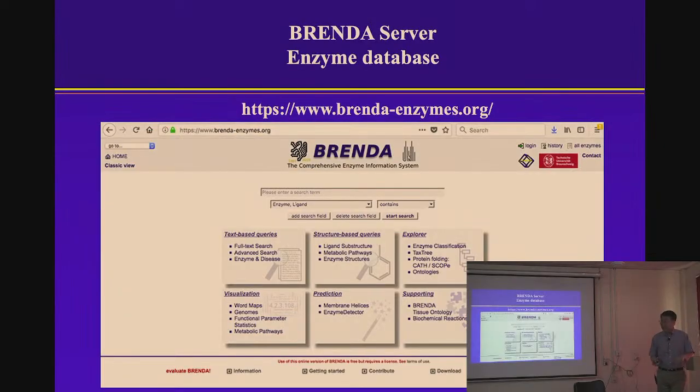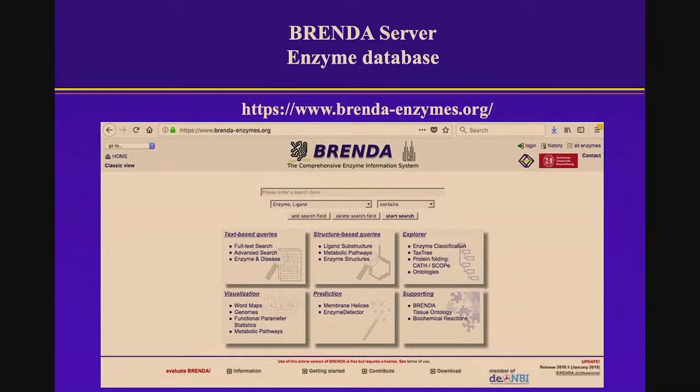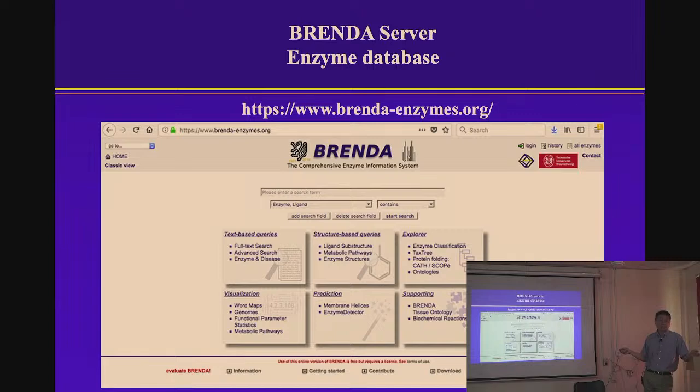We're almost done. So the last one I'll show you is something called Brenda, which is an enzyme database. I think many of you here work on enzymes. So this is a very useful database. It has a lot of information about any enzyme you want to work on. So I go here quite often as well because we work on enzymes quite a bit. So it gives you KIs, IC50s, inhibitors, KMs, all that stuff are in here. Okay, so something you can look at as well.